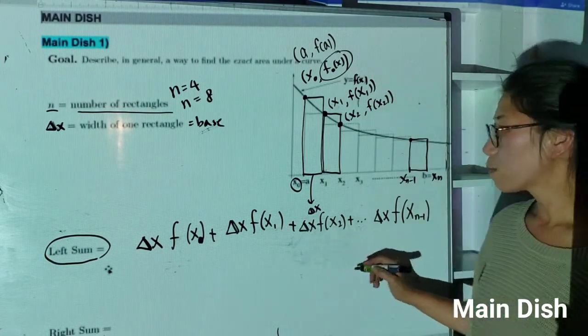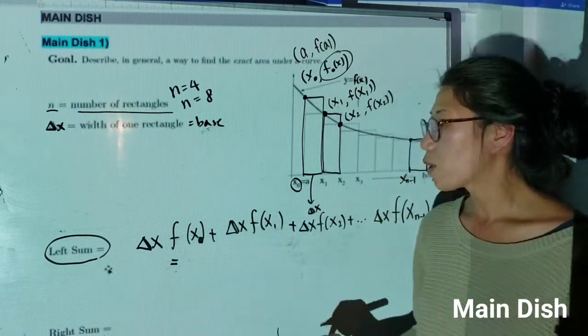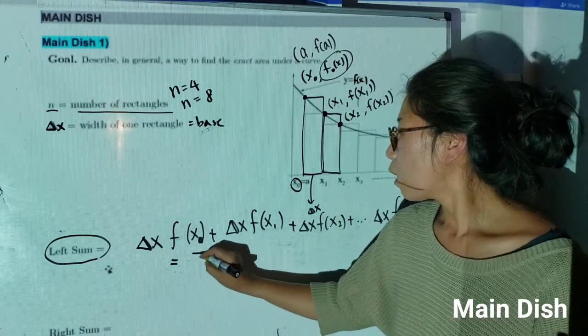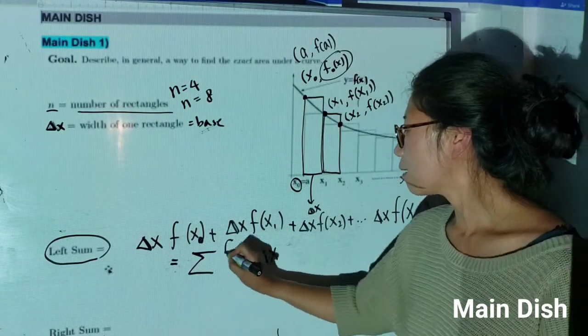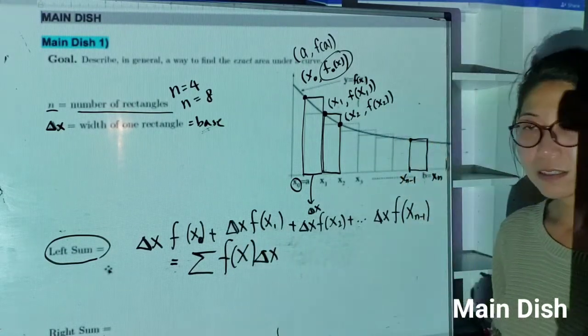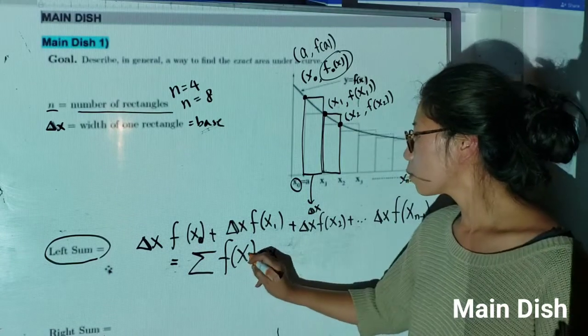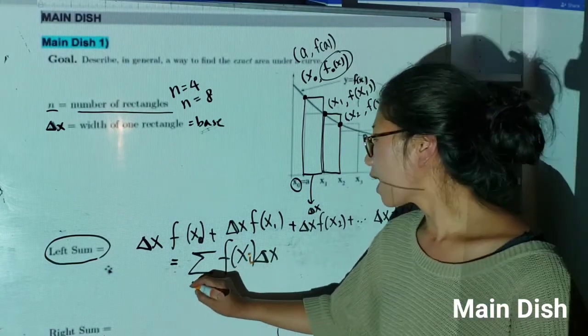So now we have so many of them that we can rewrite this in a simpler way. How do we write it? Add them all. The pattern is delta x times f of x, and since the numbers are different, we just put i. Then what is the i?